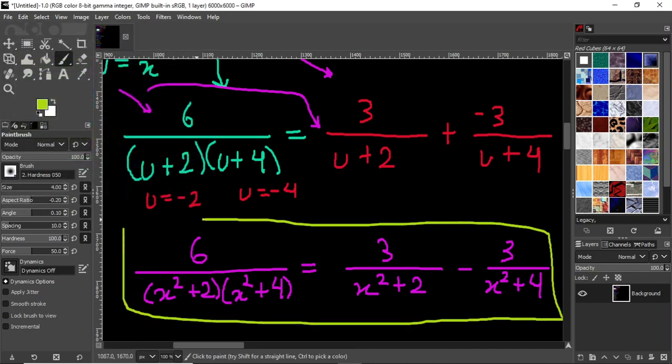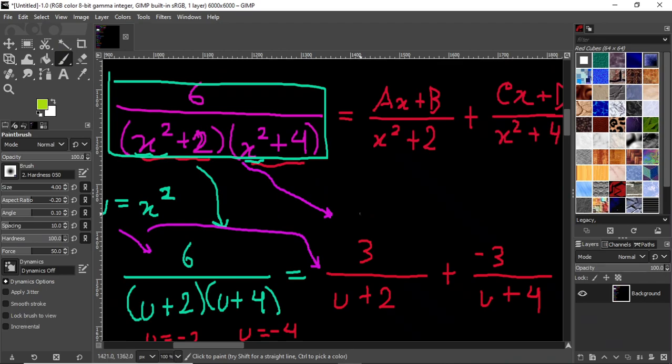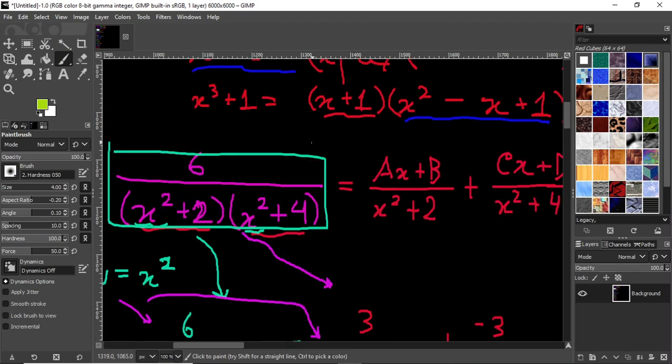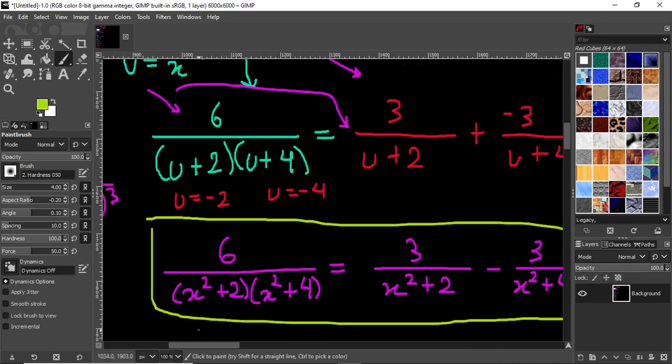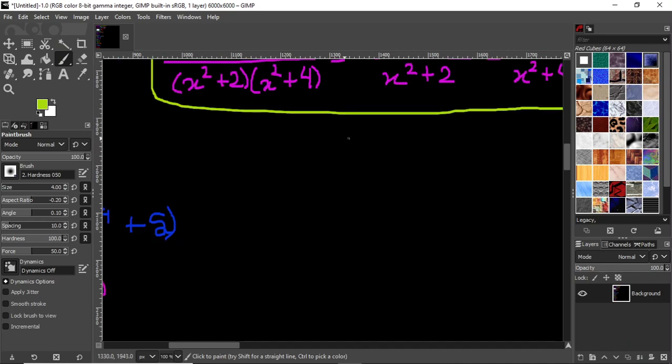So substitution made our life much easier, and I'd encourage you to try this out in your normal way. You'd see that A and C would disappear. You'd get the same answer, but it's more than apparent that this is much easier if you make the substitution here.